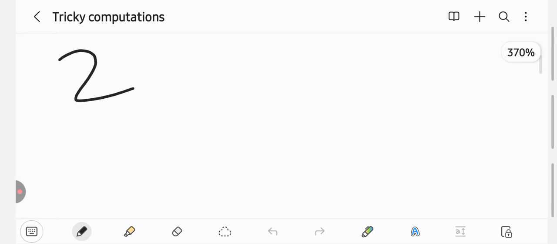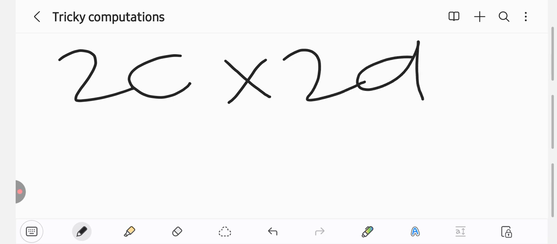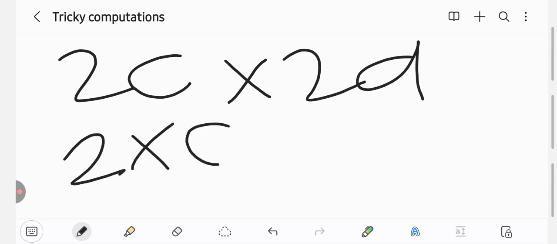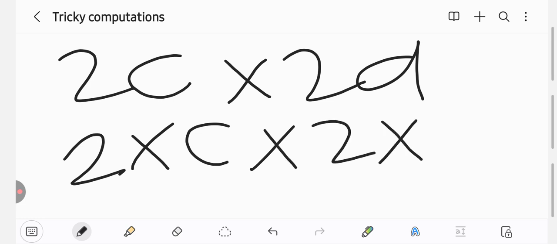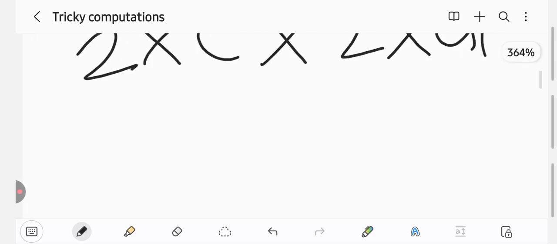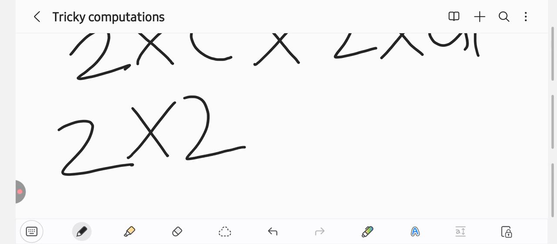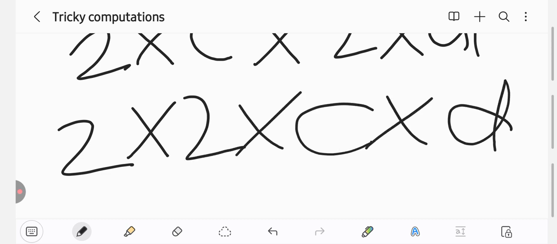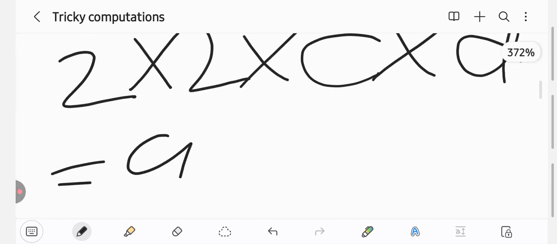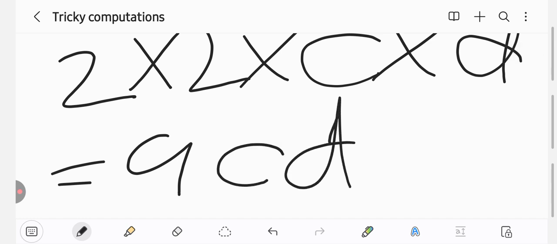Suppose you have 2c times 2d. Now we can think of it as 2 times c, 2 times d. Very simple. Now we group the terms: 2 times 2 times c times d, which equals 4cd. Very simple. It's a way to think about it. But have we thought about it fundamentally? Let's think about it fundamentally.